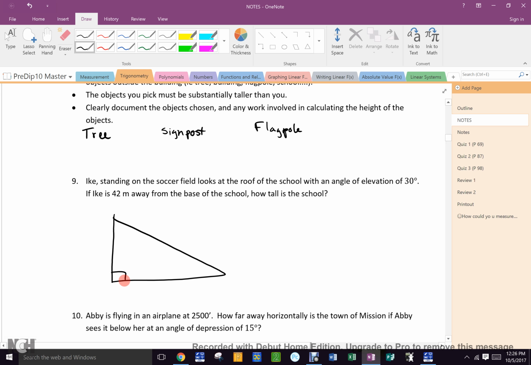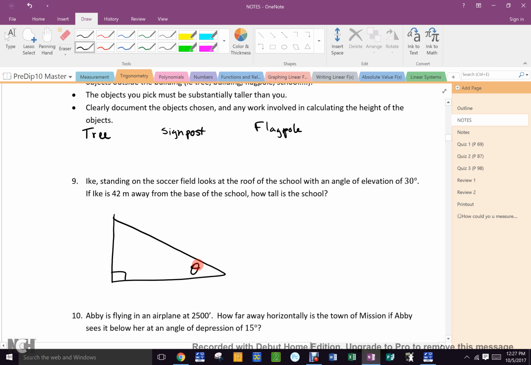And then you read. Ike is standing on the soccer field looking at the roof of the school. Is Ike floating in the air? No. Is Ike standing at the bottom of the school? No, because he's standing out in the soccer field. So where's the only place Ike can be standing? Right out here, which makes that theta.